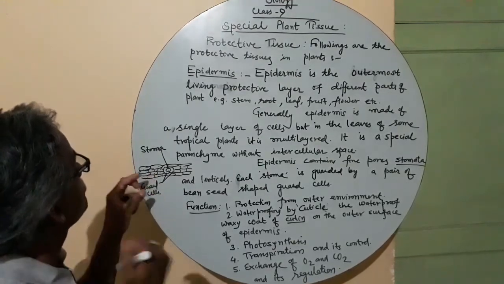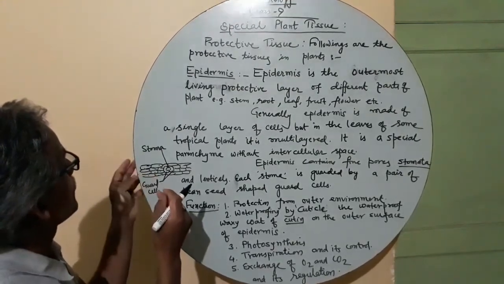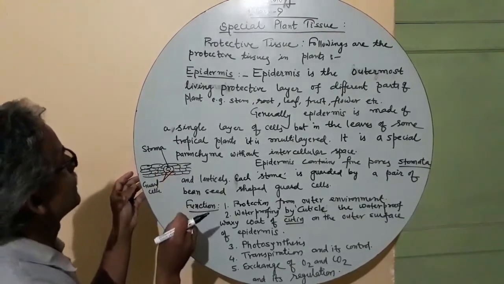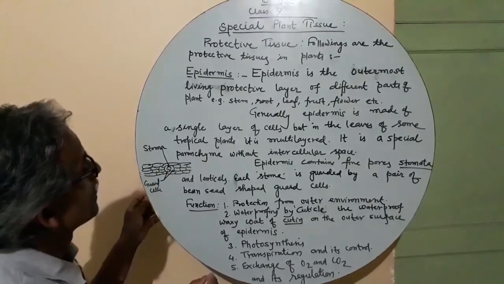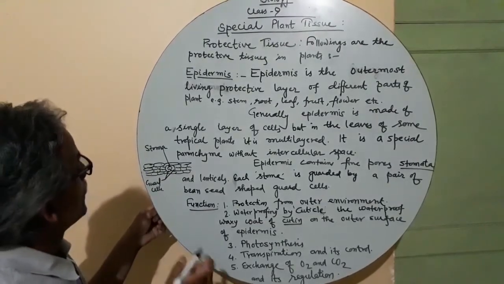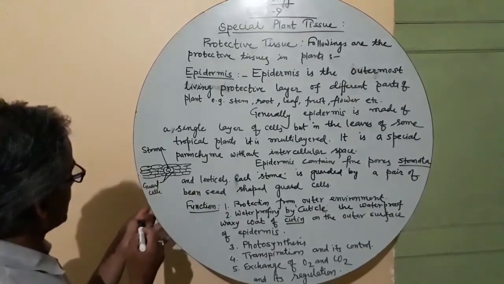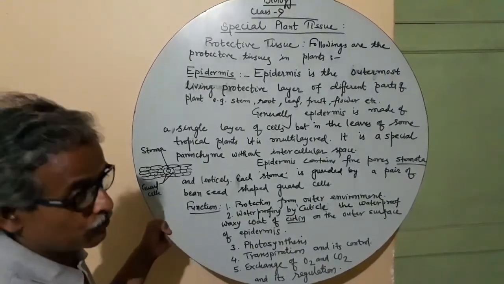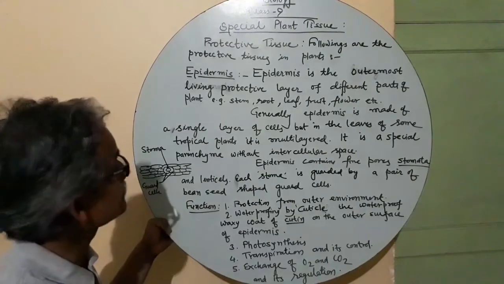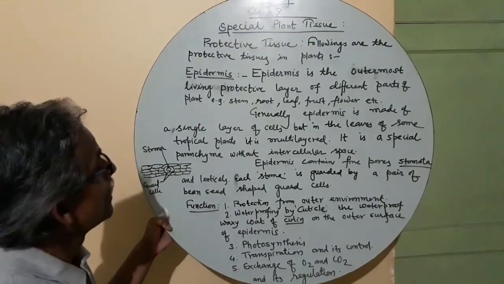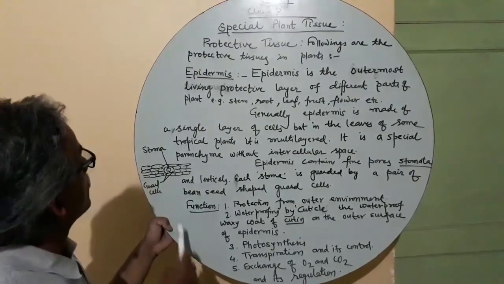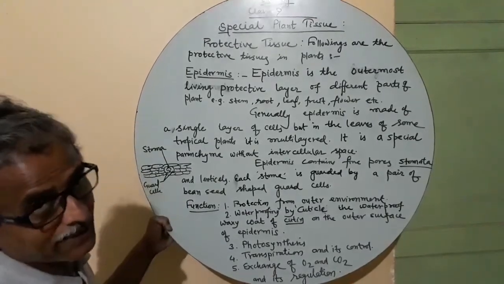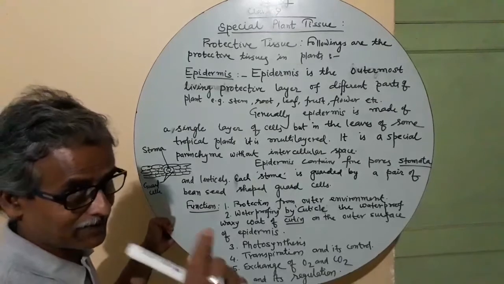These guard cells open and close the stoma. In these guard cells there are chlorophylls, so they do photosynthesis. These guard cells are bean-seed shaped, that is, सेम के बीज के shape.